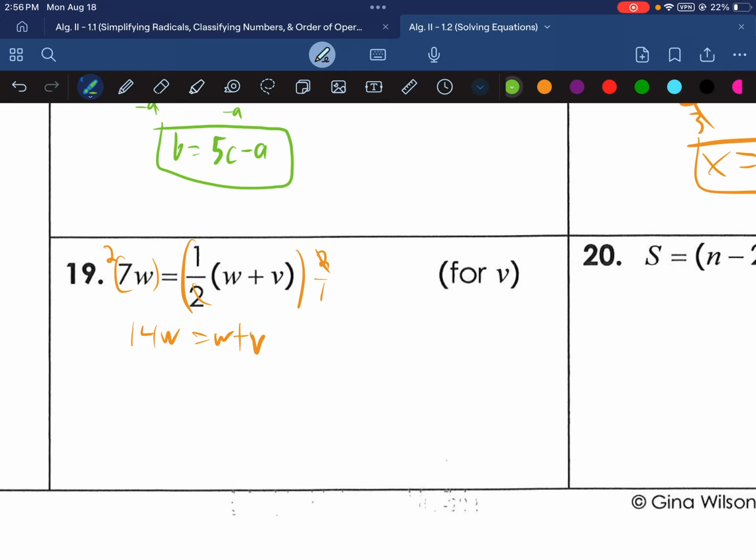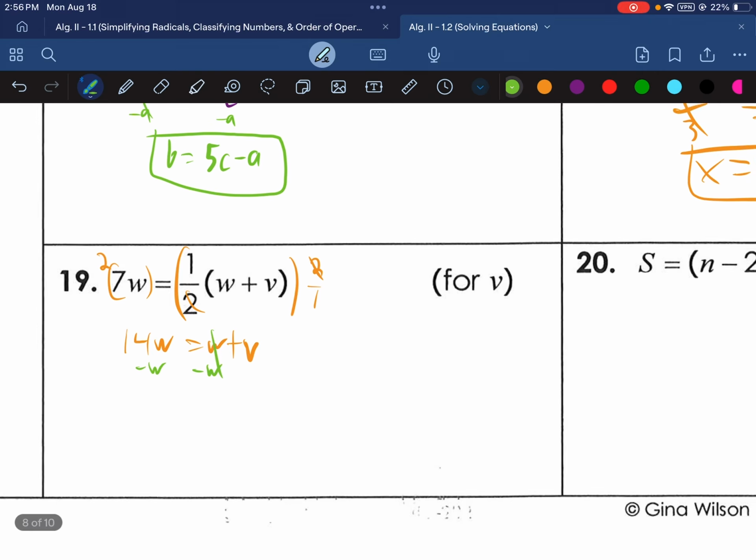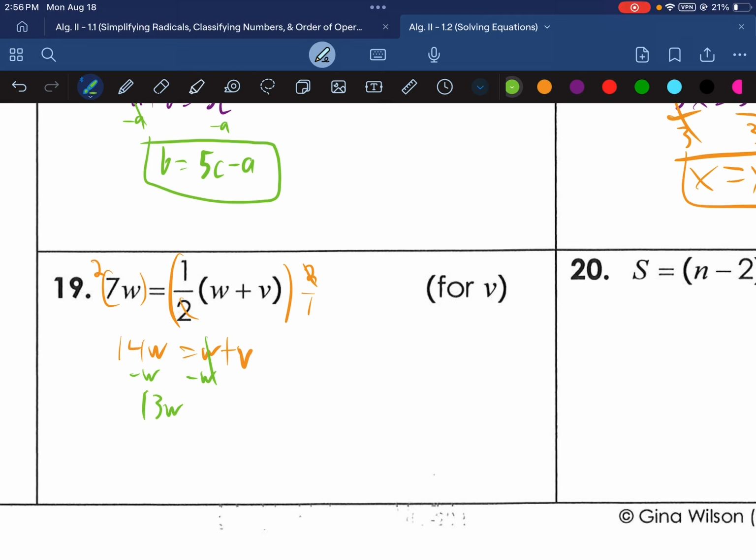I can showcase how to solve that problem for v if you were to have distributed that as well. So now as I subtract w from both sides, I can actually just combine that with 14w and get 13w equals v. So my v is by itself. I can't do any more math on the other side. I am done.